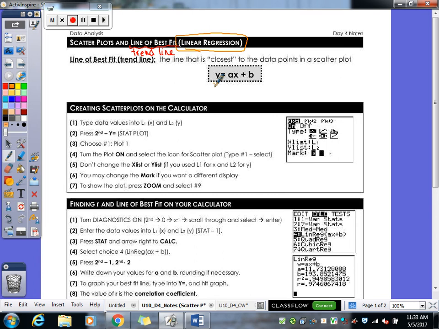So your line of best fit is the line that is closest to the data points in a scatter plot. So you guys were kind of sketching pictures of your lines of best fit last class. You had your scatter plot and kind of go right through the middle of your data. That was our line of best fit.